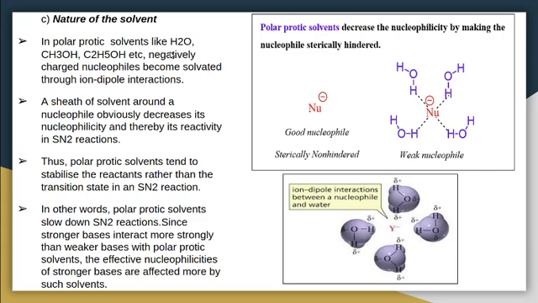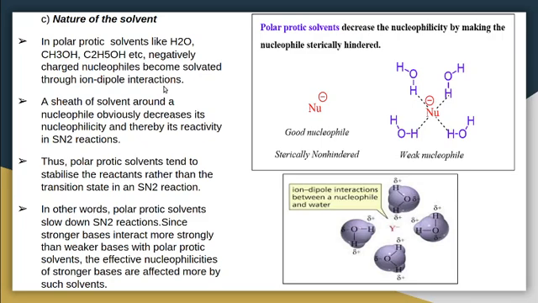Another important factor that affects the SN2 reactivity is the nature of the solvent. There are two types of solvent. One is polar-protic solvent, the other one is polar-aprotic solvent. Polar-protic solvents contain at least one hydrogen and are capable of hydrogen bonding, like water. Here you can see water is capable of hydrogen bonding. So in polar-protic solvents like H2O, CH3OH, C2H5OH, negatively charged nucleophiles become solvated through ion dipole interactions.